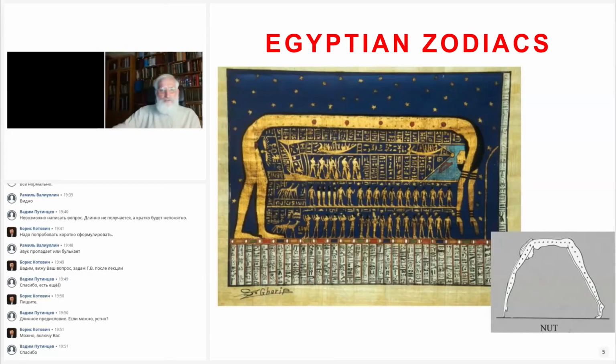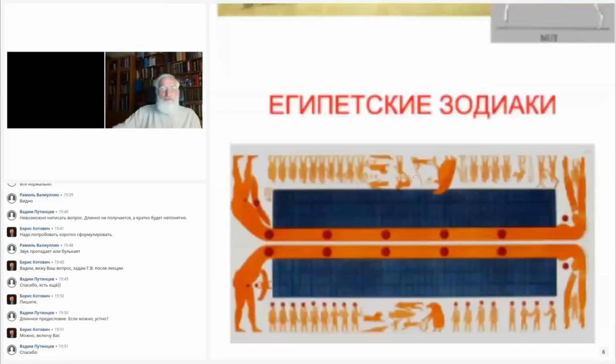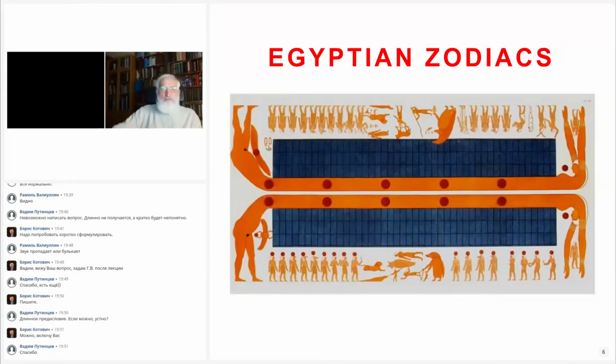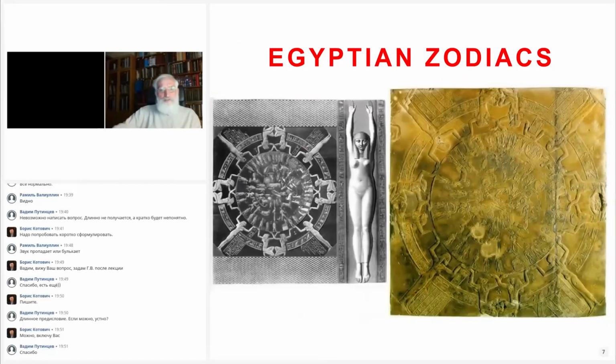This figure is characteristic and shows that here is the zodiac. This is an example of an Egyptian zodiac. Sometimes two goddesses Nut are drawn, one on each half of the zodiac. Here are two goddesses. Often, Egyptian zodiacs are depicted in this form. This is a round zodiac. Here, the goddess Nut is depicted on the side.